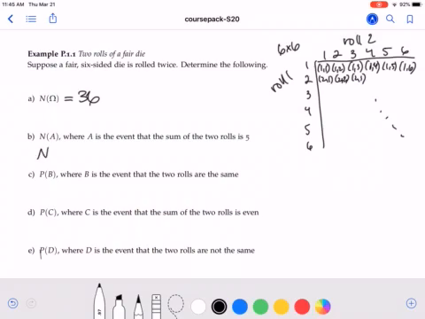In part B, we're asked for n of A, where A is the event that the sum of the two rolls is a 5. If you go through and look here at which things make A true, A will contain the rolls of a 1 with a 4, those add up to 5, and then the reverse, 4 and a 1, a 3 and a 2, and a 2 and a 3. So those are the 4 possibilities from our 36. So the number of things in A is 4.